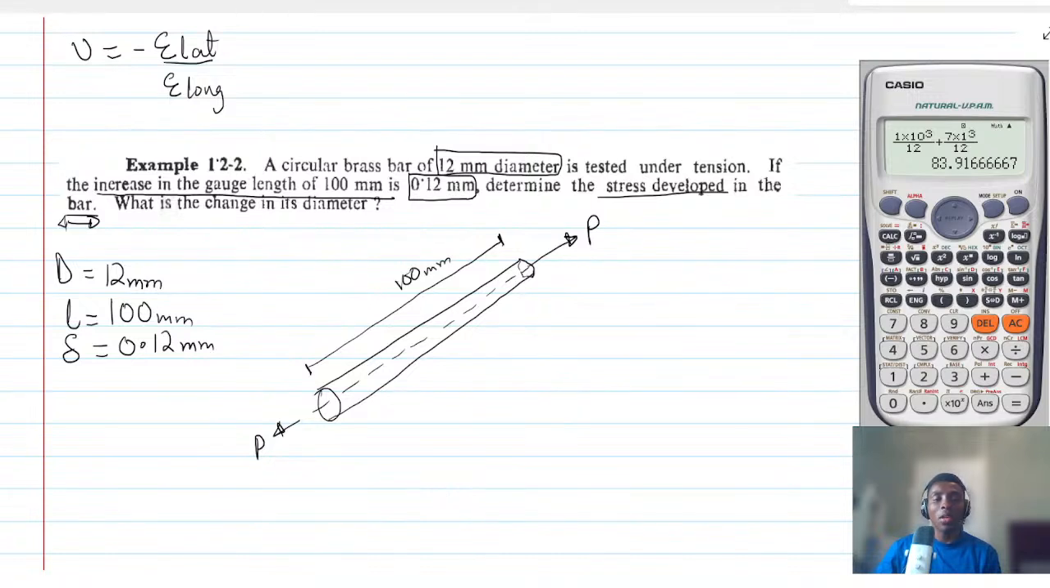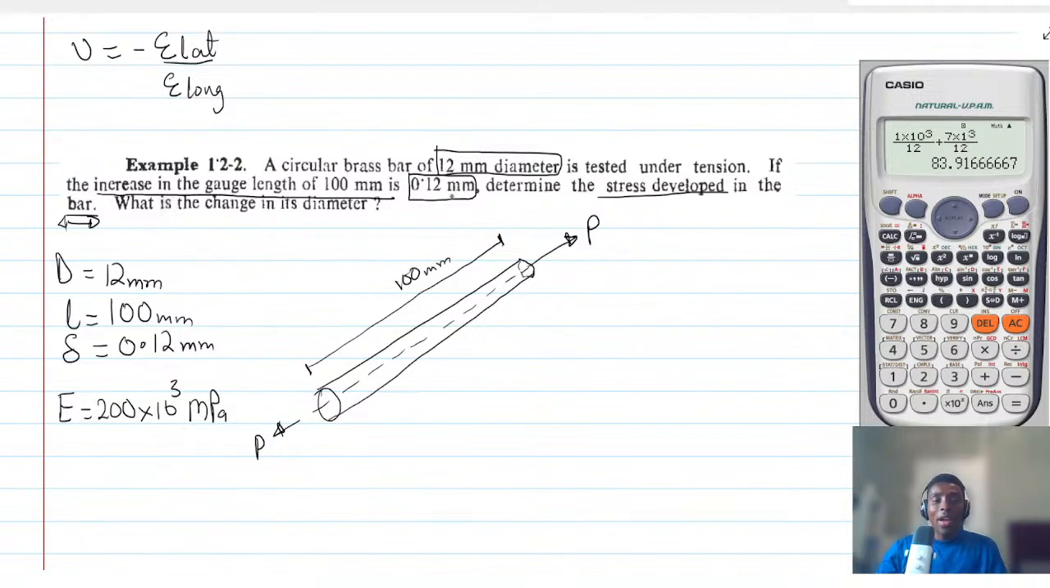Okay, so for this question, since it is brass, we need to have the Young's modulus for brass. Now the Young's modulus of brass is somewhere around 200 times 10 to the power 3 megapascal. That is the Young's modulus of brass, or sometimes 200 gigapascal.